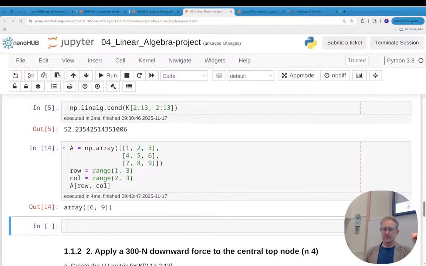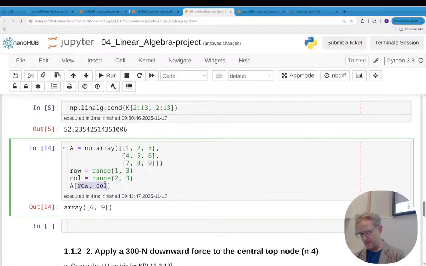So it went rows 1 and 2, or sorry, 1 and 2, and then columns 2. So just that 6 and 9. Yeah, it always goes row, then column.